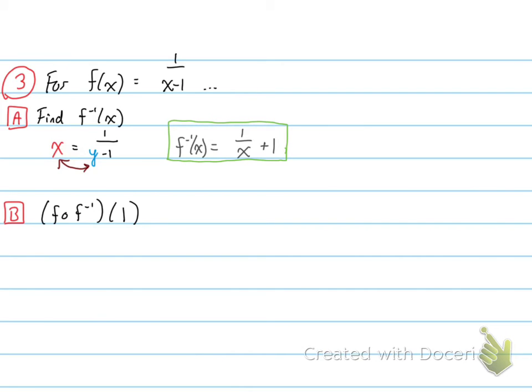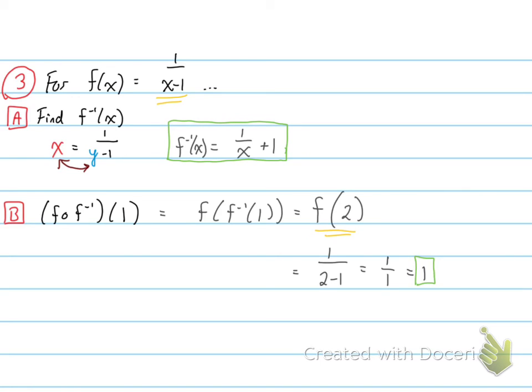Now, let's work in composition of functions. This is what we worked with a little bit in 6.6. f of negative 1 of 1. In other words, I find the inverse of f at 1, then I plug that into my original f equation. So the inverse of f at 1, I plug in here. That would be 1 over 1 plus 1, which is just 2. Now I find f of 2, so I plug that into my original equation. So I have 1 over 2 minus 1 equals 1 over 1 equals 1.